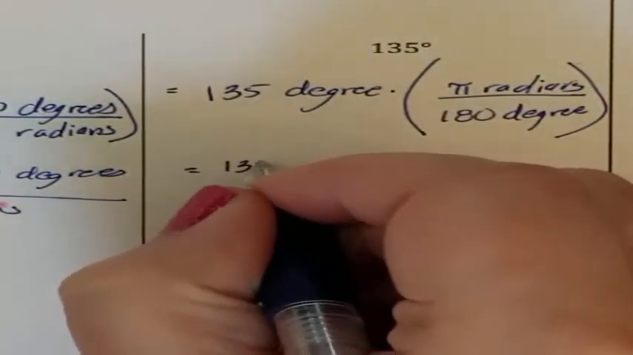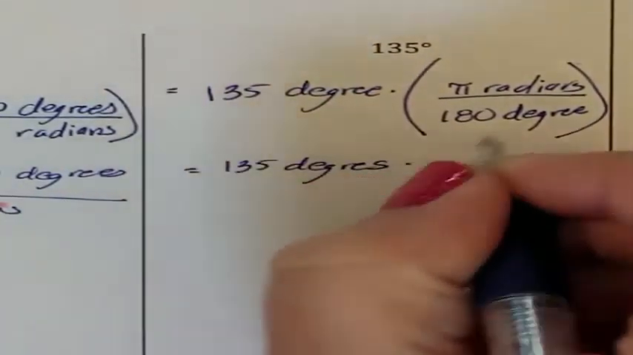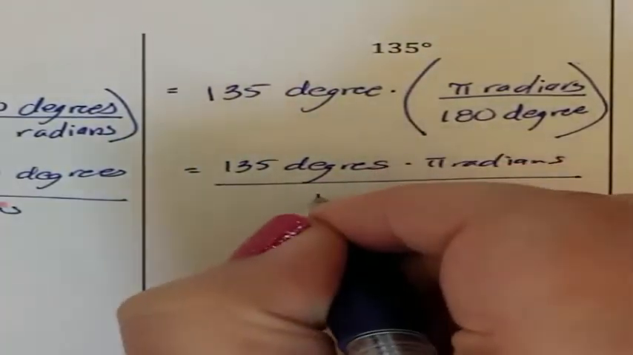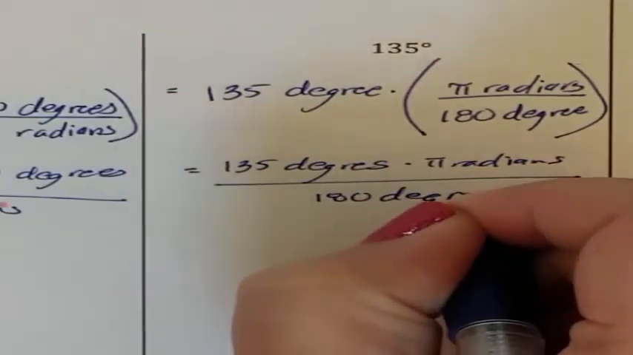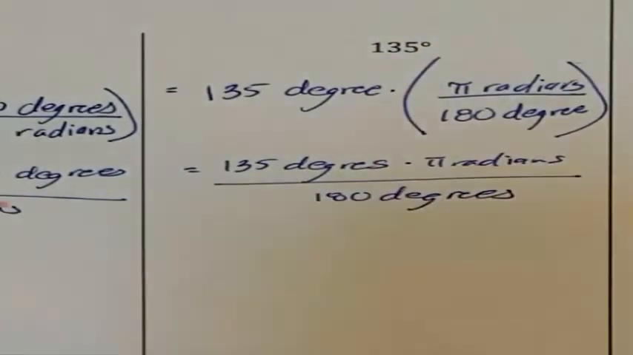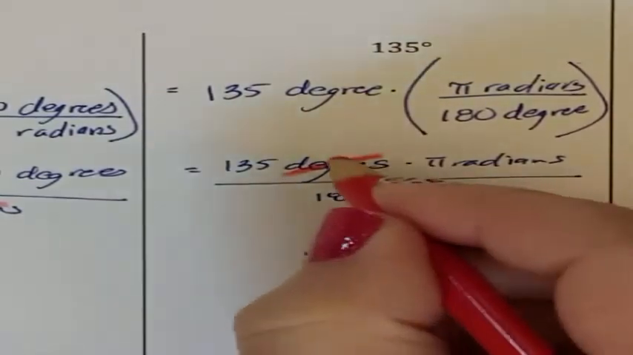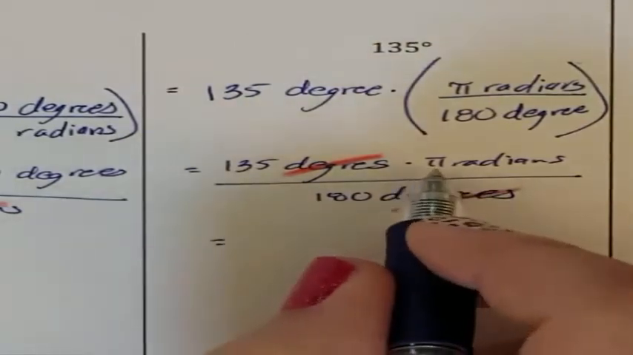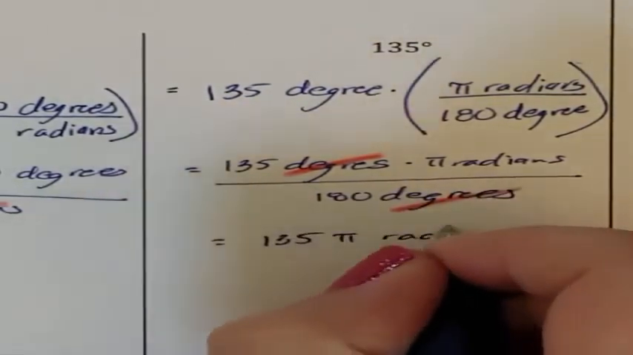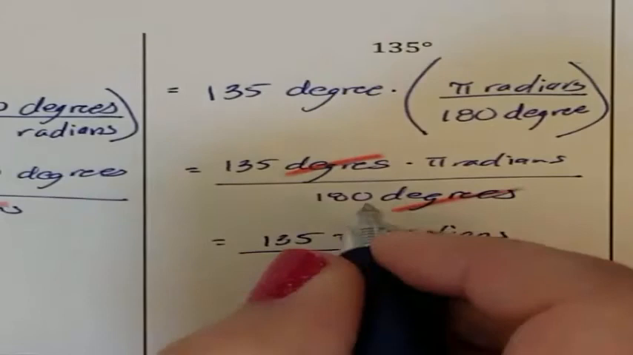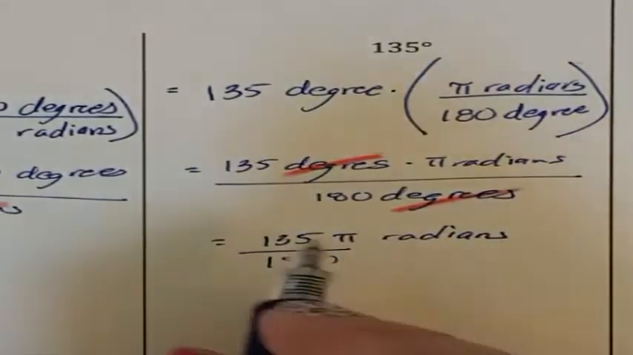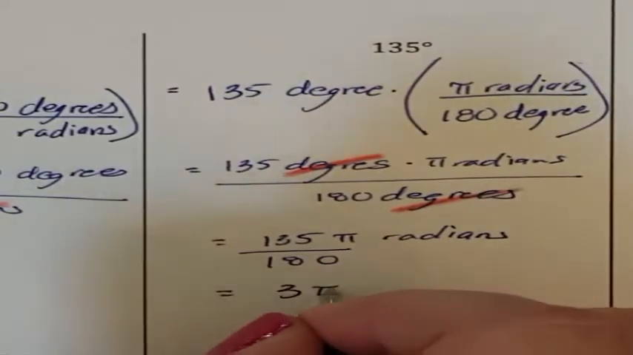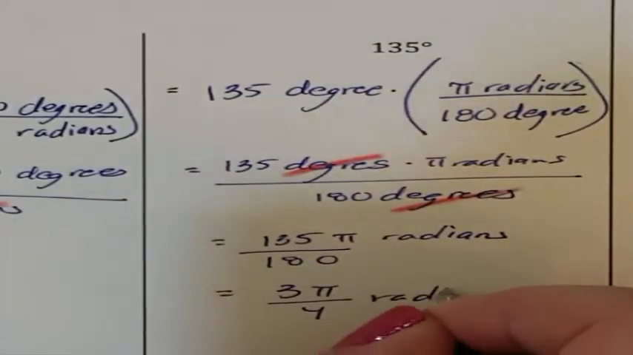So I have 135 degrees times pi radians all over just 180 degrees. I know that degrees in the numerator and degrees in the denominator, they will one each other out. So what am I left with? 135 pi radians in the numerator. Radians is just the units, so the denominator is 180. So simplifying 135 pi all over 180 gives me 3 pi over 4, and radians is our unit of measure.